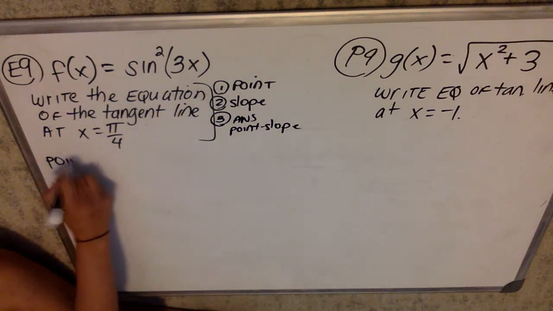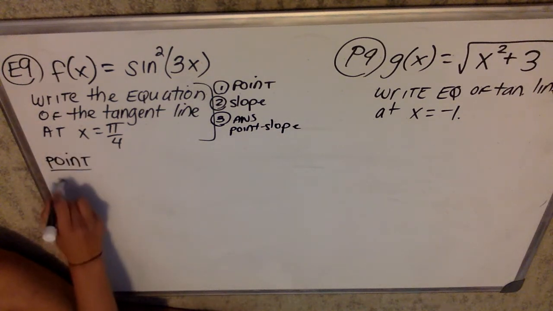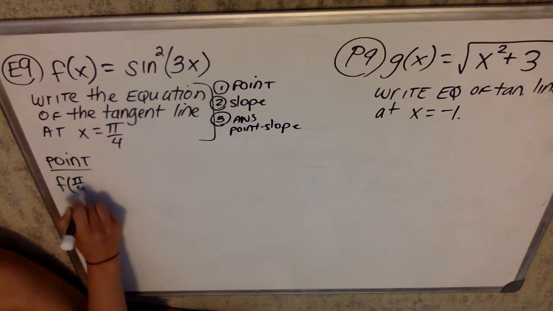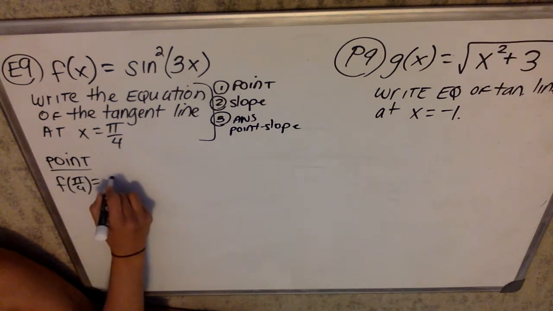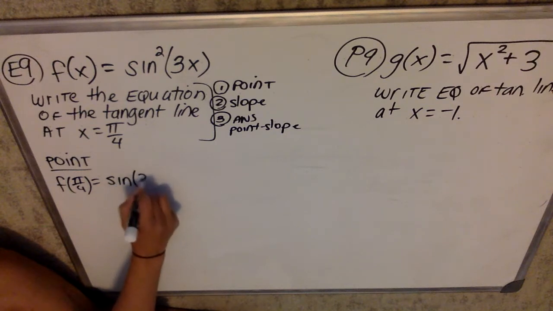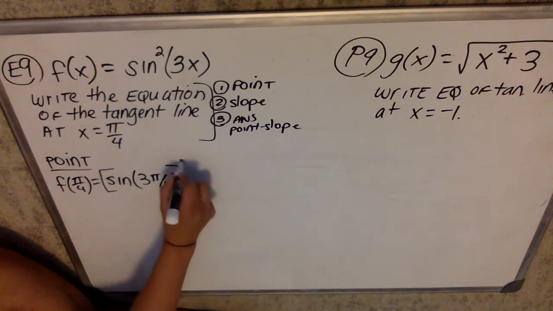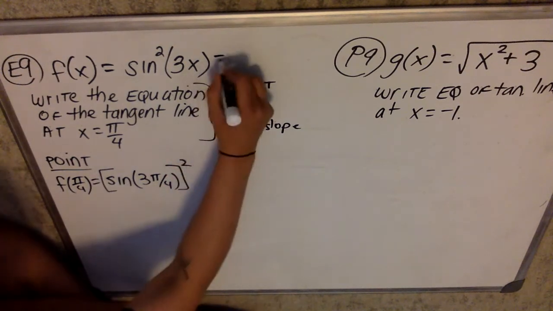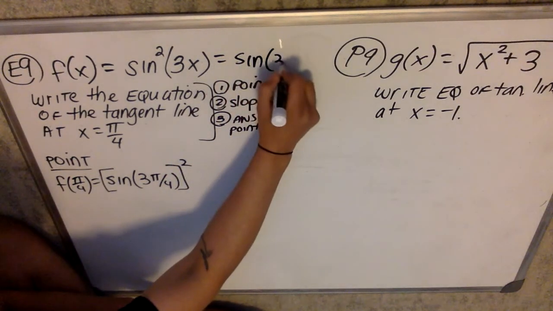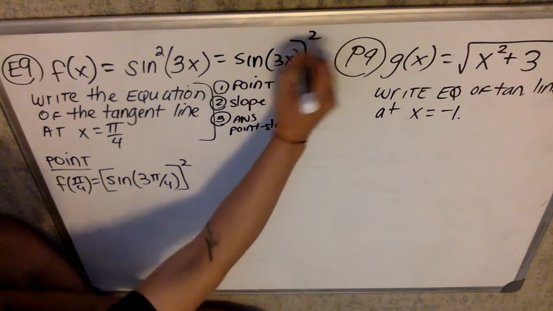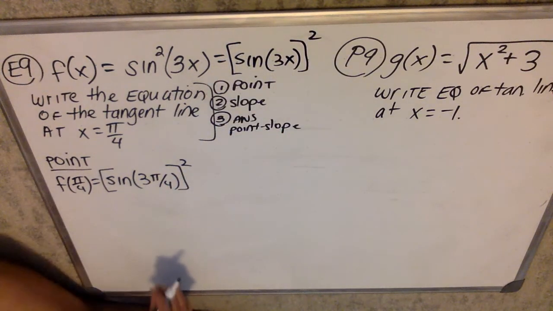So when I go to find the point, I need f of pi over 4. That's going to give me my y value. So it is better to rewrite this as the sine of 3 pi over 4 quantity squared, because that's what this really means. This is sine of 3x whole quantity squared. And that's going to matter when we differentiate too.